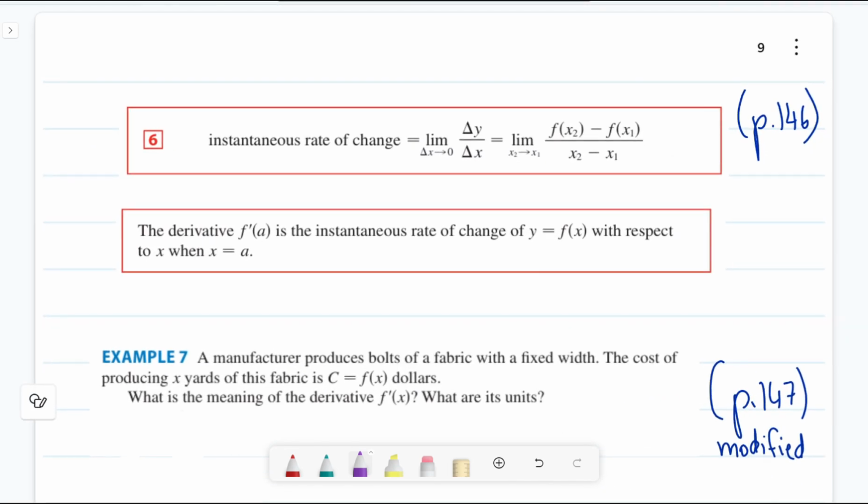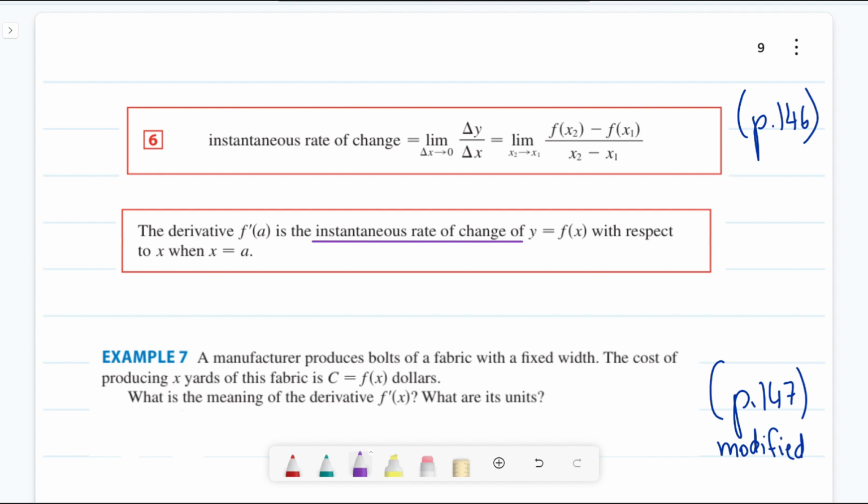And let us continue. So the instantaneous rate of change, the limit of delta y divided by delta x as delta x approaches 0, is equal to the limit of f of x2 minus f of x1 divided by x2 minus x1 as x2 approaches x1. And this is the definition we established at the start of this video. This is just to tell us that the derivative is the instantaneous rate of change of y equals f of x with respect to x when x equals a.